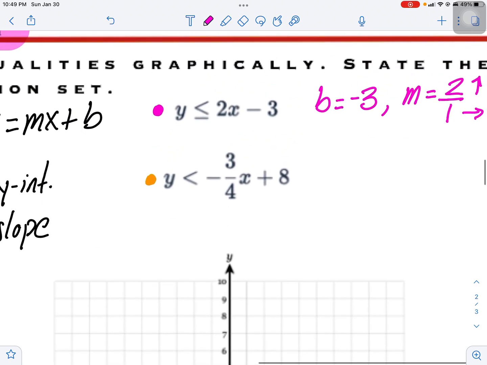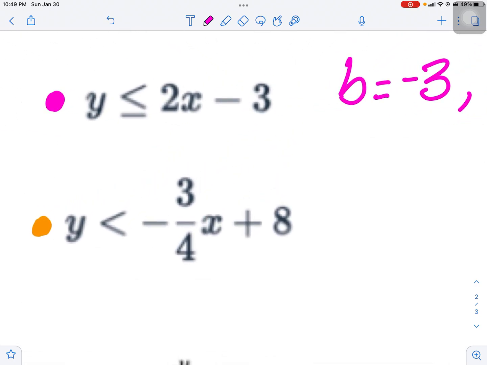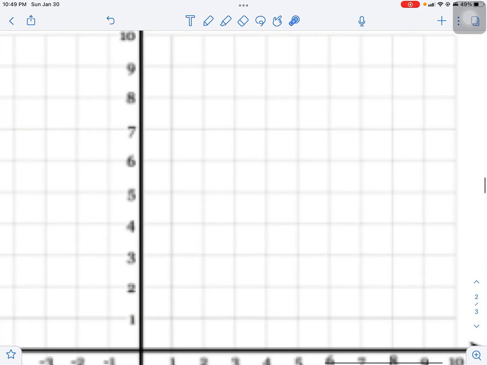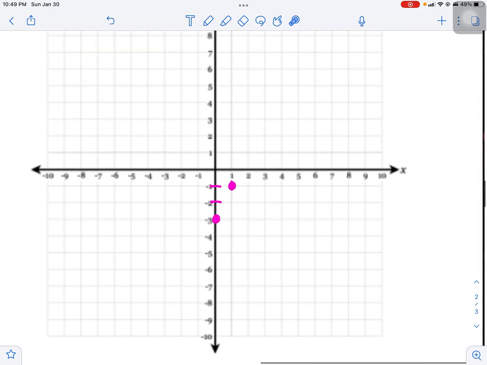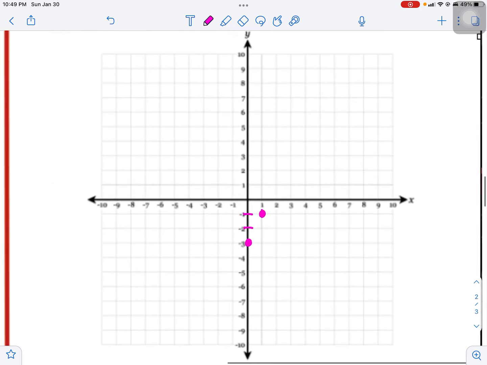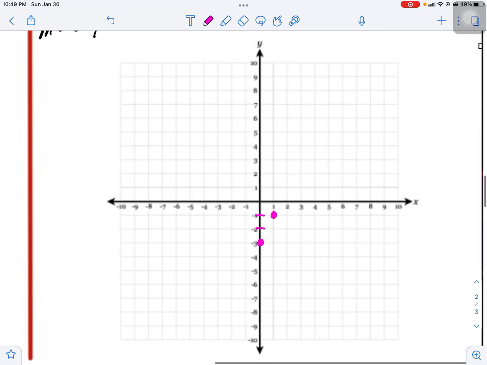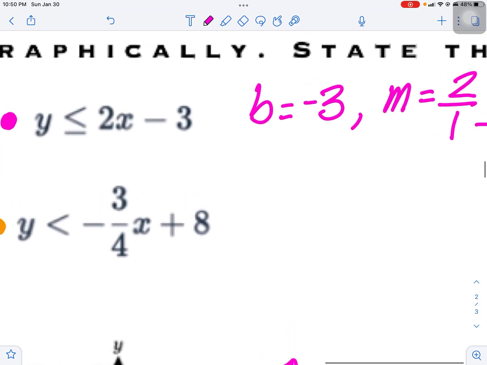Now, let us find out if this is a broken line or a solid line. Well, this says less than or equal to. You see that equal sign there? That line is equal. So that means that this is going to be a solid line, right? Because it has equal to. So let me draw a line going both ways, going through both points there. Arrow. And I'm going to go this way. And arrow.